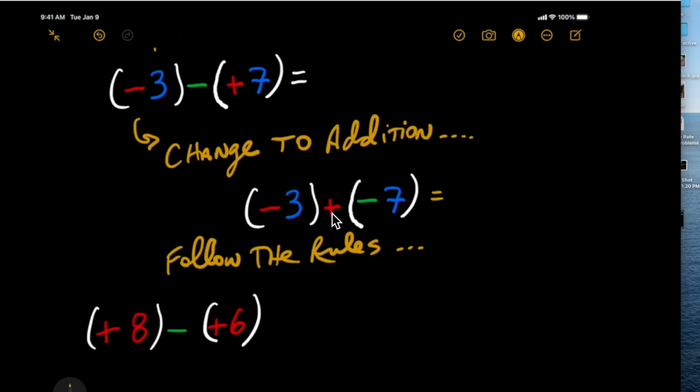That's going to give us this situation down here where we are adding integers. When we add integers, we look at the signs. If the signs are the same, we add the two numbers together. So in this case, we would get 10. And the sign becomes the common sign between the two numbers or integers. So here the final answer will be -10.